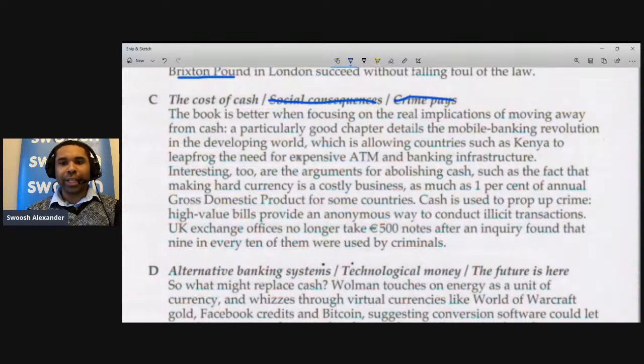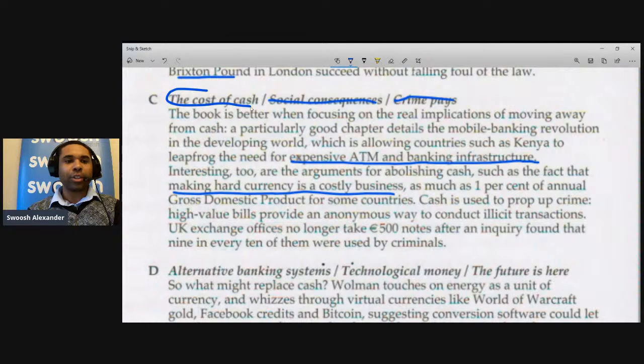I think, yeah, the cost of cash. That's what we're looking at, isn't it? Because it talks about the fact that making hard currency is a costly business. It gives specific figures as well. It also talks about expensive ATM and banking infrastructure. Having a mobile banking revolution means they don't need to have these things. So you eliminate cash and money actually becomes cheaper. So that will be the answer for C.